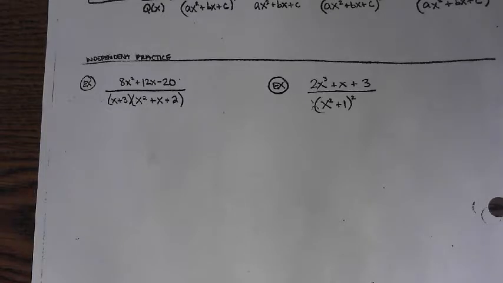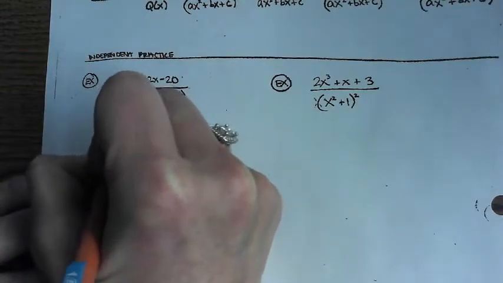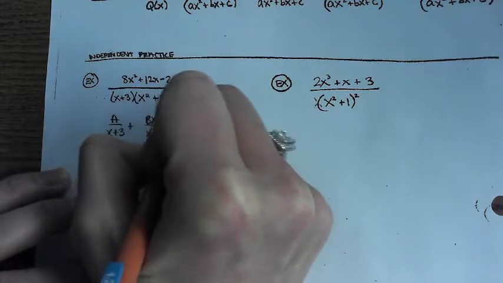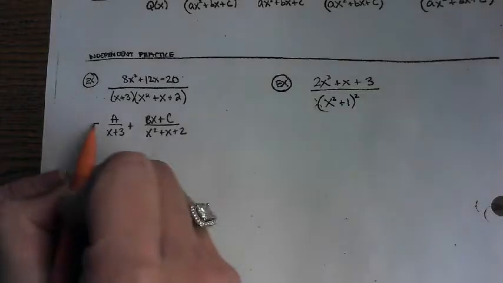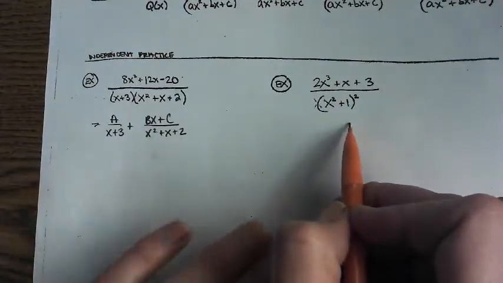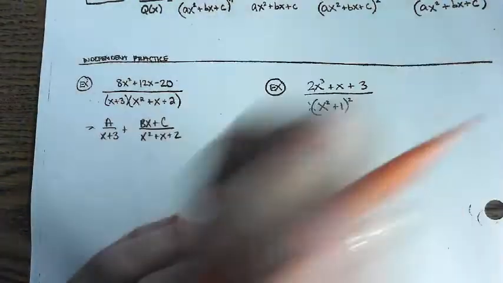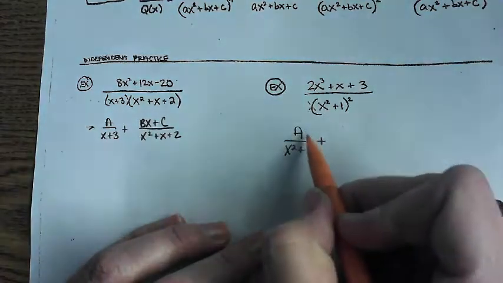Raise your hand if you're done. Okay. Kyle, what was your setup for the first one? Good? Any questions on that? That's perfect. And then your setup on the second one, Zach. I missed your second part. A over x squared plus 1.